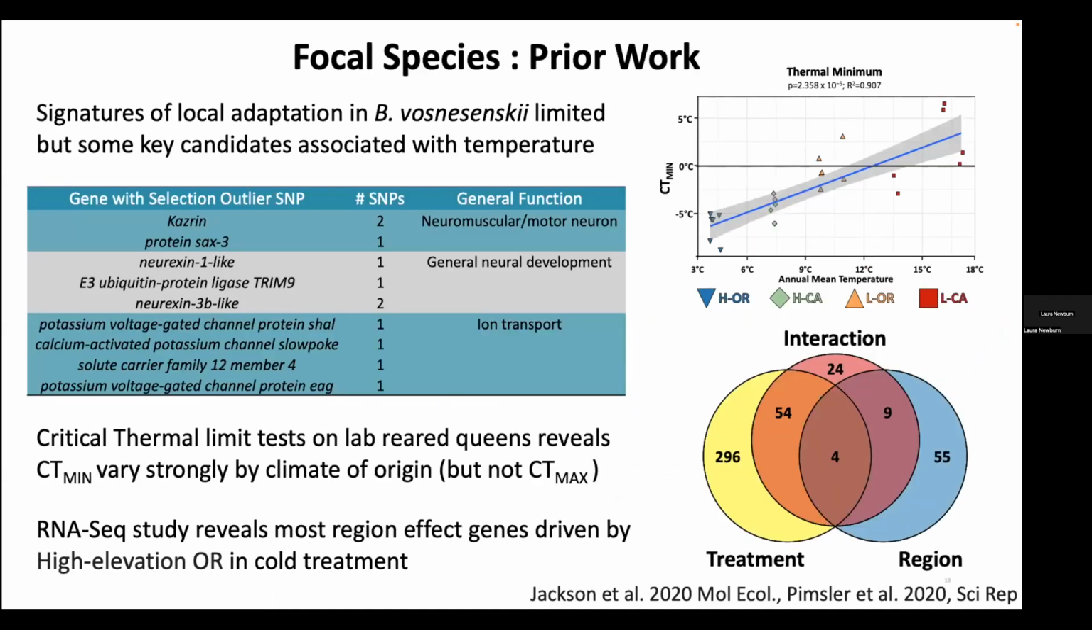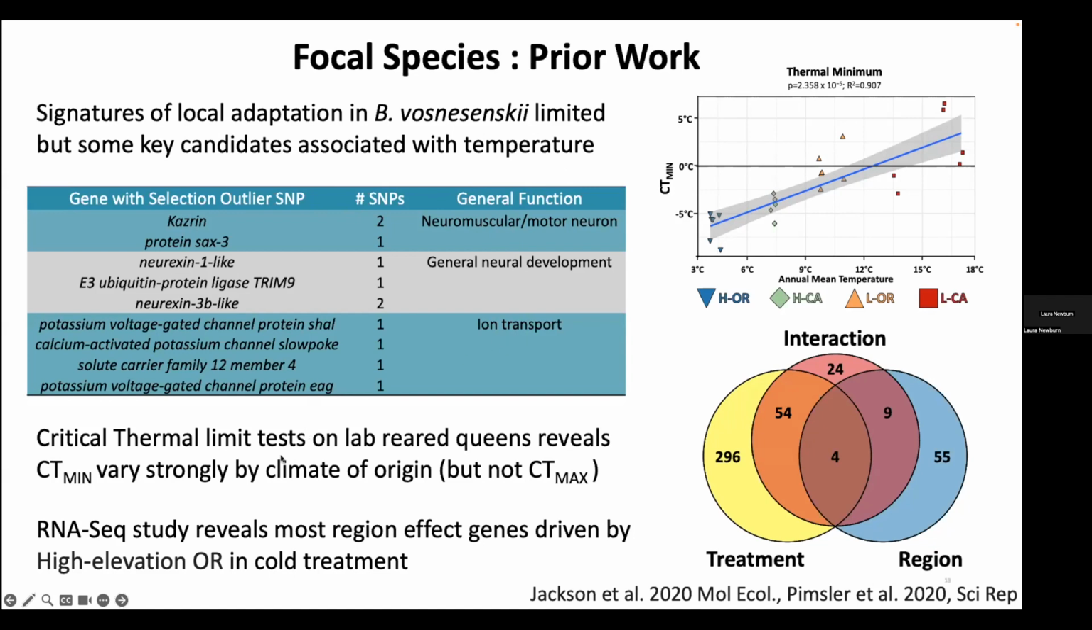I'll very quickly go through some of the key work that has been done in this species, mostly from our lab. The first study I want to mention looked at the signature of local adaptation in Bombus vosnesenskii. It found a few key candidates associated with the temperature or thermal tolerance of the species. Most of the genes were associated with neuromuscular function, neural development, and ion transport, which is very much in line with other studies on thermal tolerance.